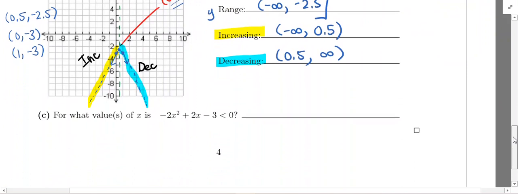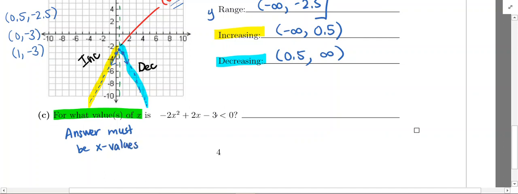Jumping ahead to preview what's going to happen in section 4.5, let's take a look at this quadratic inequality. In part C, it says, for what values of x is the following statement true? Where is negative 2x squared plus 2x minus 3 less than 0? When you look at this, for what values of x, the answer must be x values.